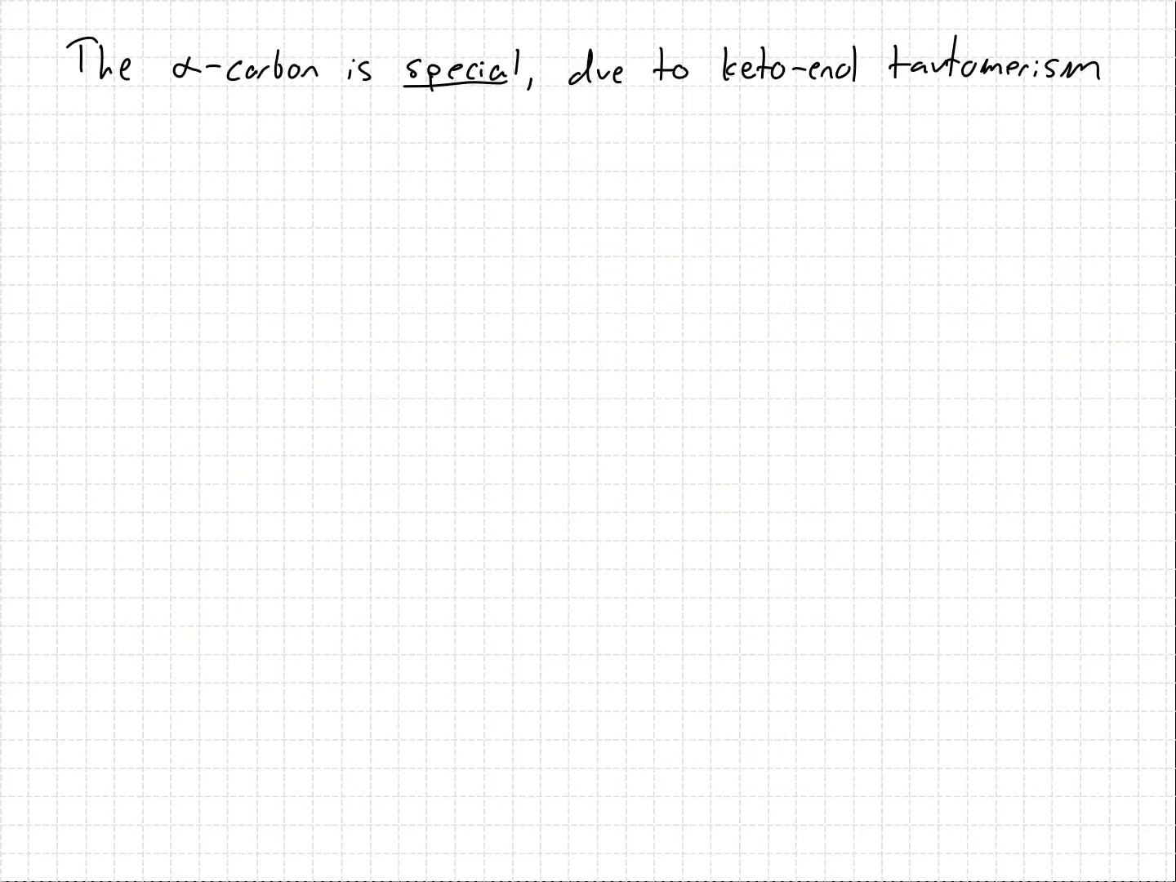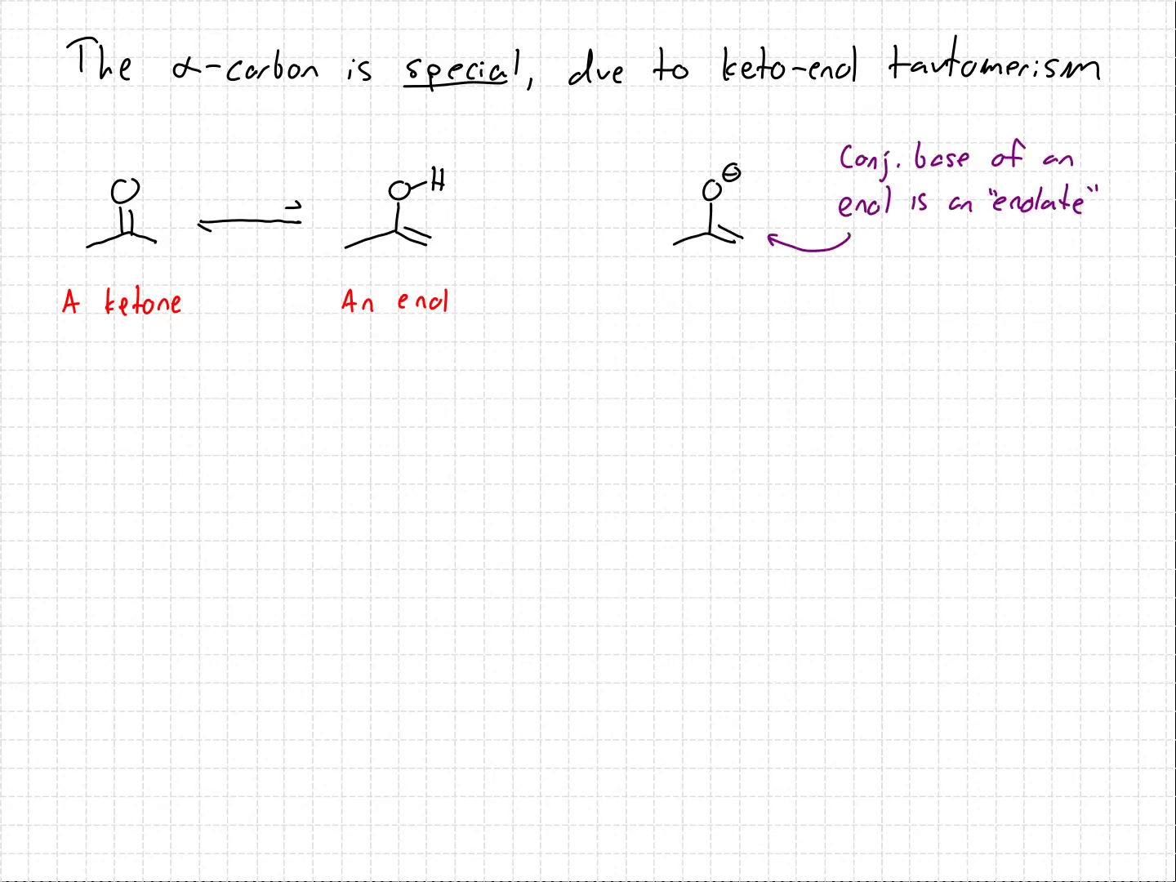The reason why we care about this is that the alpha carbon of a ketone or an aldehyde or an ester or these other derivatives has a special reactivity to it due to keto-enol tautomerism. You might remember this from Chem 2131. We discussed briefly how a ketone is in equilibrium with its tautomer, which we call an enol. This is the same for aldehydes as well. We're also going to be talking a lot about the conjugate base of enols, which is called an enolate ion, so be sure you remember that name as well.